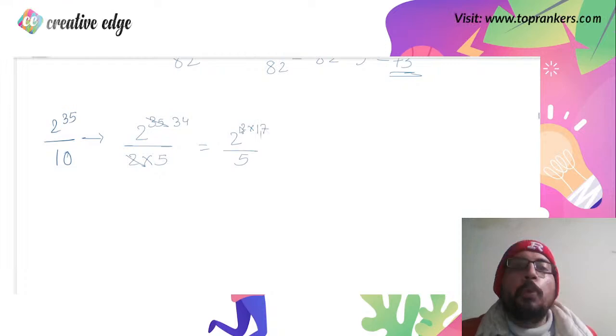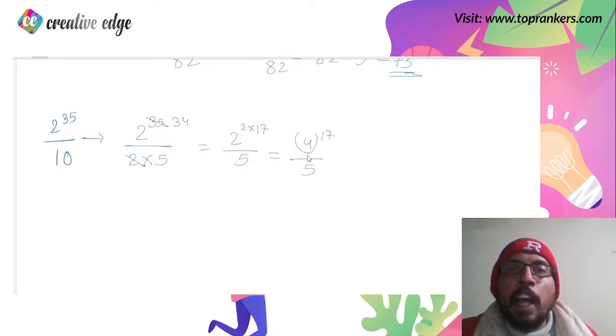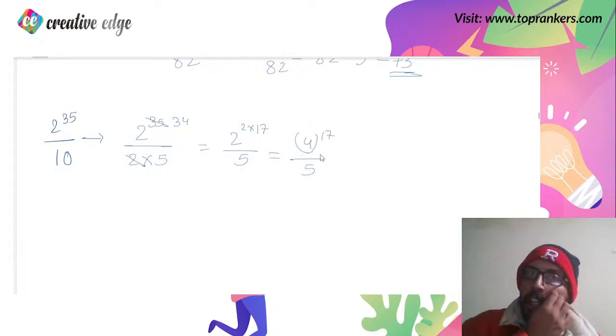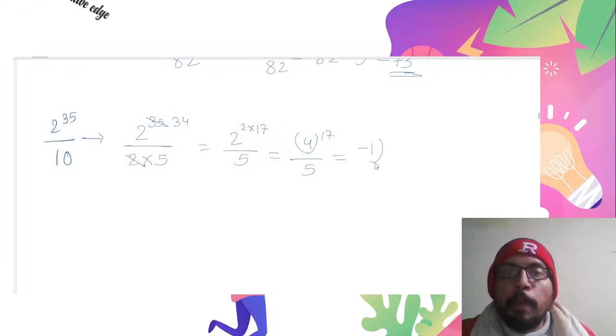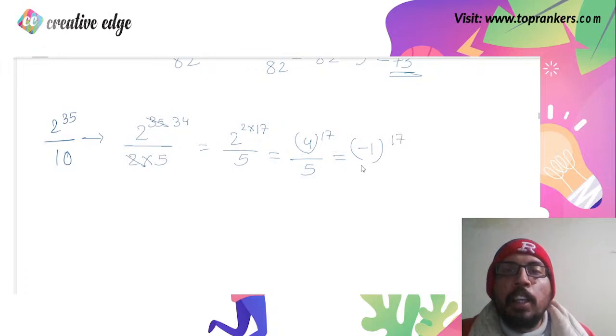So 2 to the power 2 into 17, that means 4 to the power 17 upon 5. Again I have made the difference between numerator and denominator to be 1. So our numerator is 1 lesser, so I will be writing minus 1 to the power 17 upon 5.